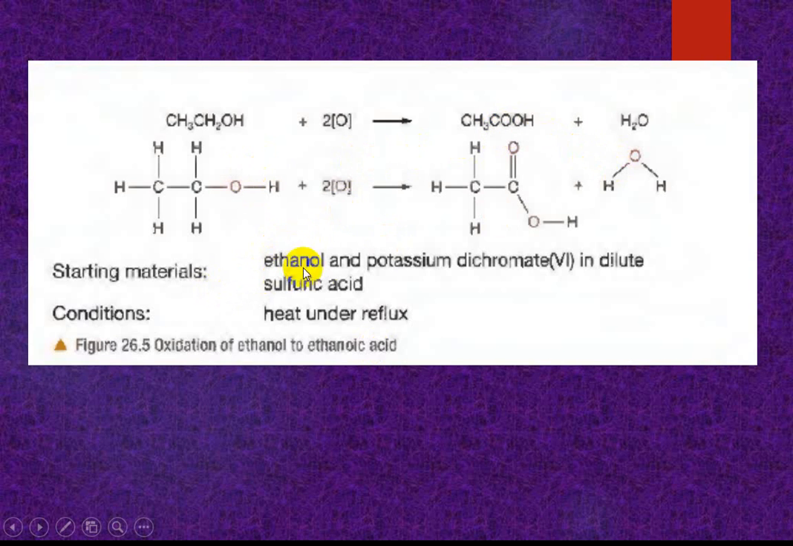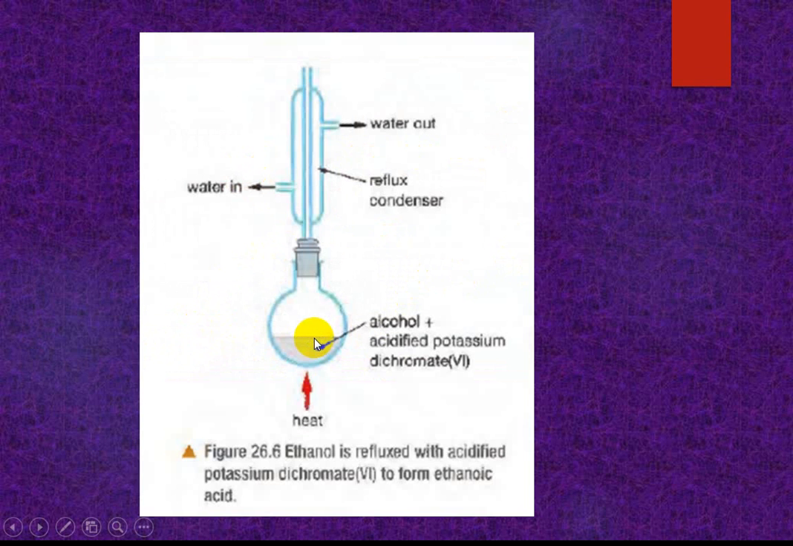What are the starting materials? Ethanol and potassium dichromate in dilute sulfuric acid. The condition is that we heat under reflux. Reflux means we heat the alcohol and acidified potassium dichromate this way, with water in and water out. This is a condenser.